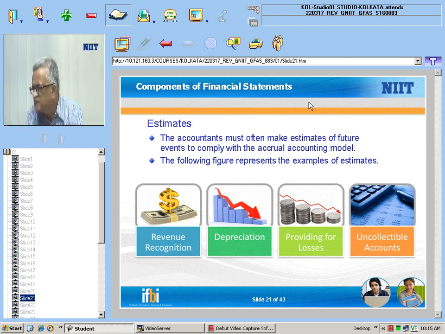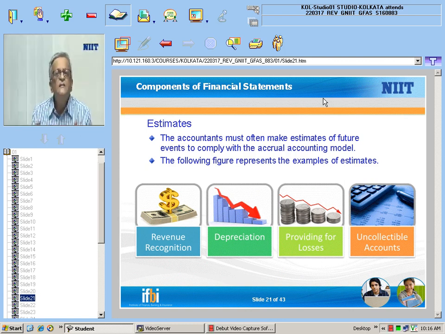A guest from Satyanadar asks, does estimate mean forecasting for expense or income? Yes, an estimate is an approximate amount. For example, the budgeting that you do, those are also estimates. Whenever any budgeting is done, that is an estimate. You are budgeting for revenue and for expenditure, so those are all estimates. Rough amounts. Similarly, depreciation, providing for losses, and providing for uncollectible accounts are all based on estimates.